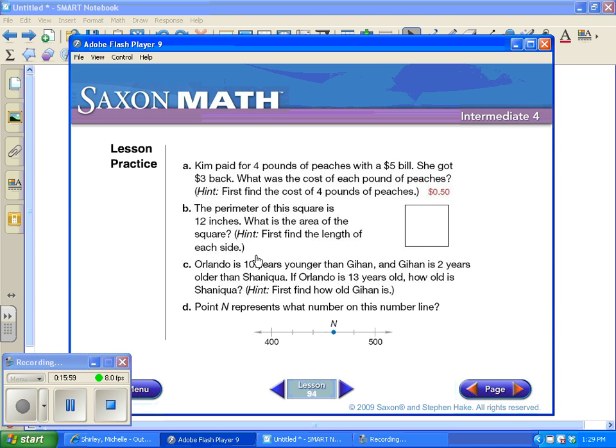But remember, measuring area, it's measured in squares. So you have to say 9 square inches or 9 inches squared. Okay.